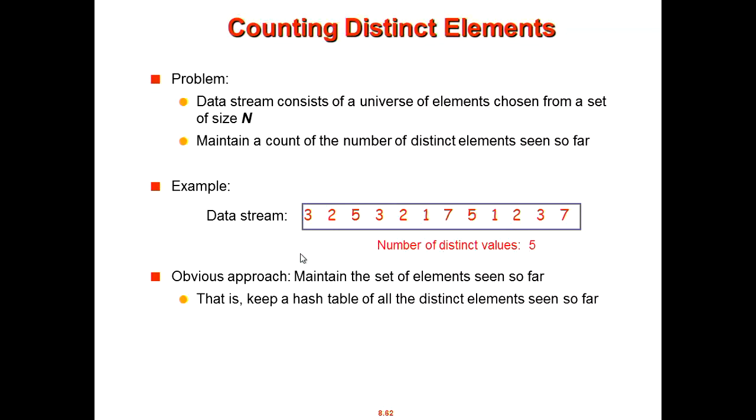Okay, if you are able to maintain all the elements seen so far, this is very easy, right? You can just keep a hash table of all distinct elements seen so far. Then based on this, you can easily return the number of distinct elements. So it's very, very simple. Again, the problem is that in most applications, it's not possible to store the entire data stream you have seen so far. You can only have limited memory to store a summary of the data stream. So in this problem, we still need to think about what kind of summary information we can store to answer this distinct value question.